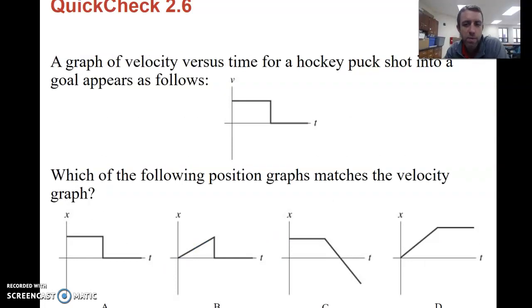Velocity versus time, hockey puck shot into a goal. This is velocity. So first section has to have a positive slope. Second section, a slope of 0. And of course, that would end up with D.